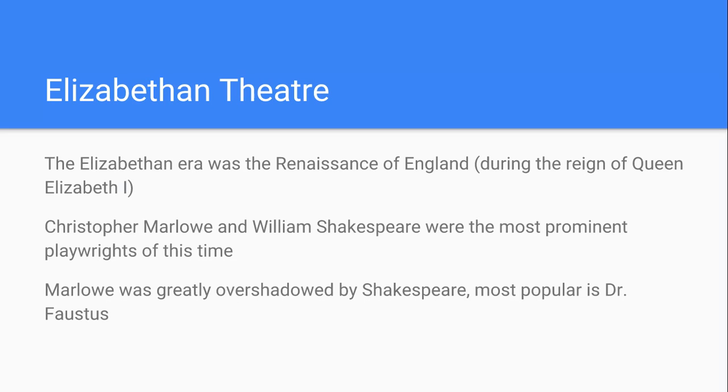Okay, so some things to note about Elizabethan theater. The Elizabethan era was the Renaissance of England. It was during the reign of Queen Elizabeth I. Christopher Marlowe and William Shakespeare were the most prominent playwrights of the time, and Marlowe was greatly overshadowed by Shakespeare, and his most popular play is Dr.